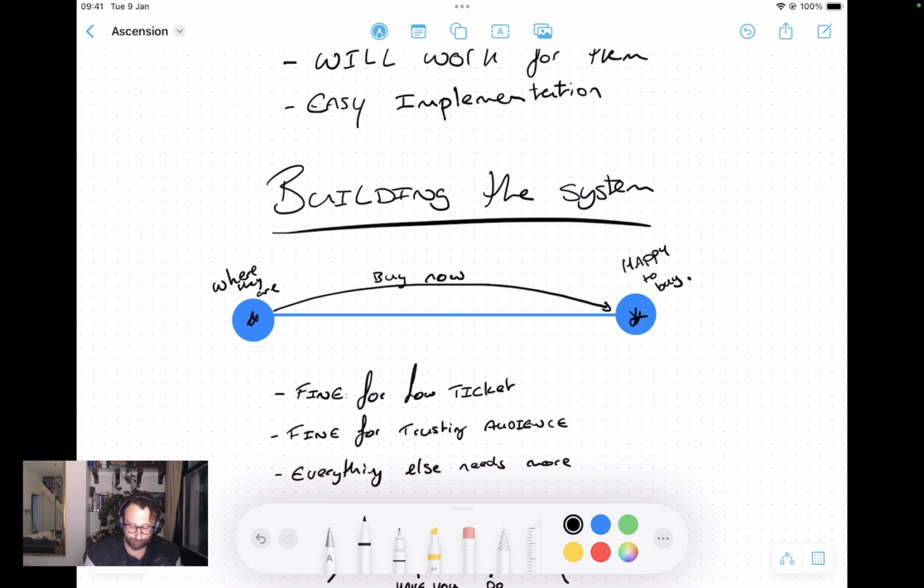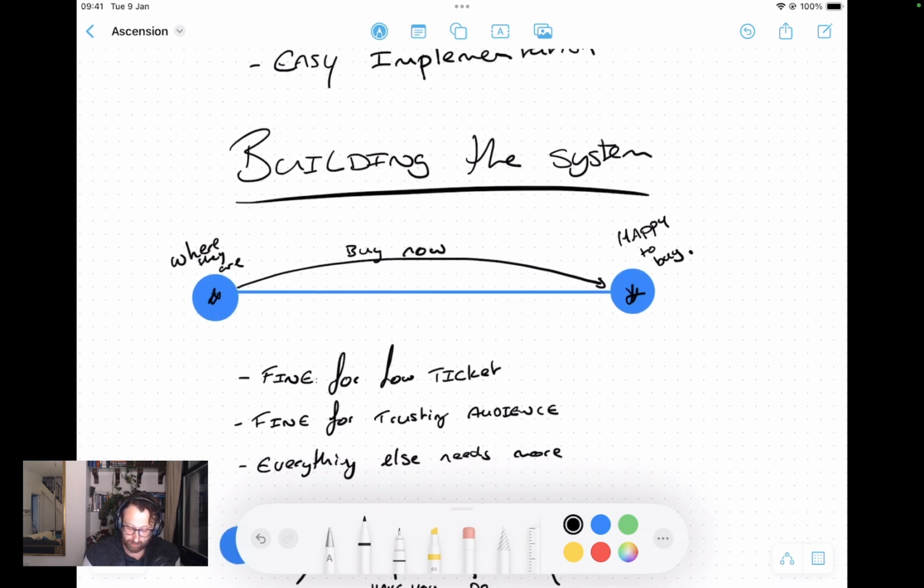And that works fine for things like low ticket, where it's below $100, because most people would throw that $100 in and be like, look, if it doesn't work, at least I'll have learned something. It's not going to really damage me, my income, whatever. It's fine to do that if you already have a lot of trust built up with the audience, because people in there are probably waiting to pay you anyway, so you get some sales. But everything else needs a little bit more than just saying, buy now. You need something that is a bit more detailed and addresses certain things.